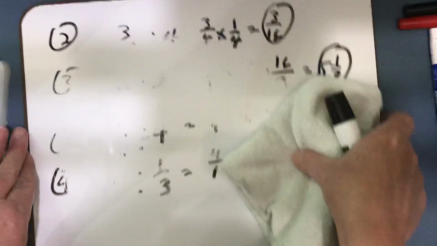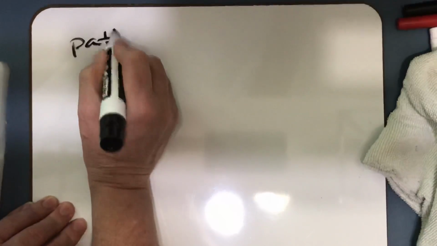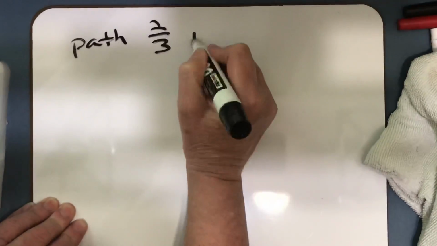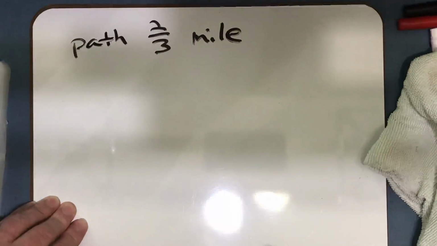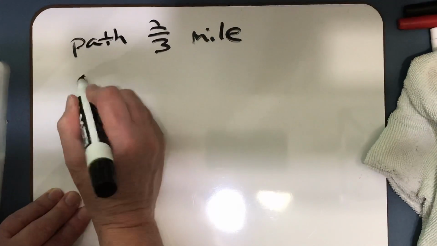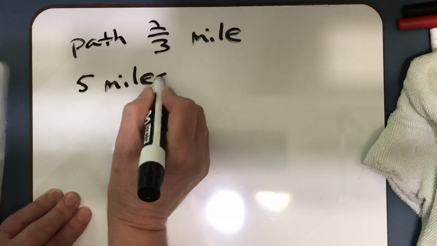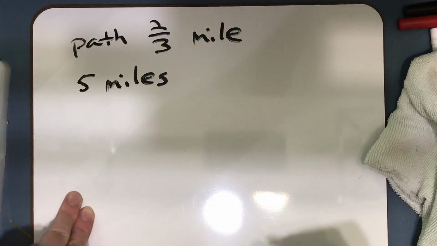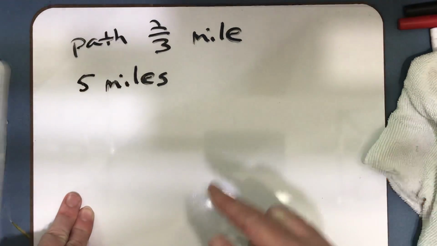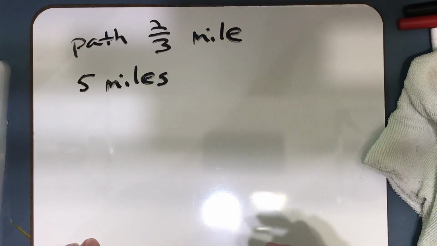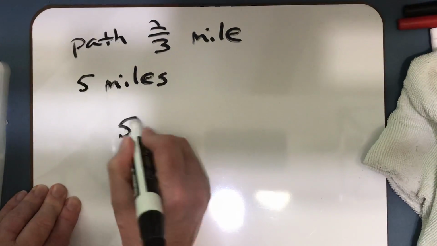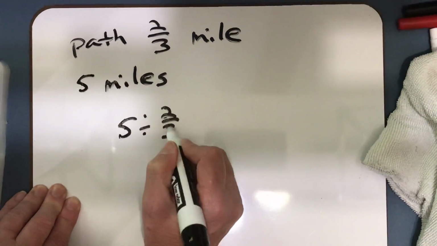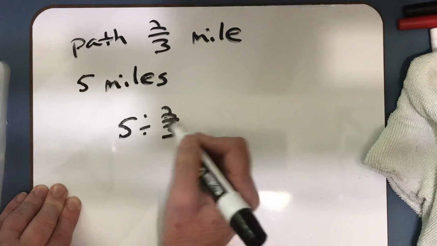For number 5, I'm going to do a problem similar to that. I'm going to tell you that there's a path. The path is 2/3 of a mile, and you want to walk for 5 miles. How many times would you have to walk around the path to go 5 miles? So we're going to take 5 miles divided by 2/3. How many 2/3 laps are there in 5 miles?